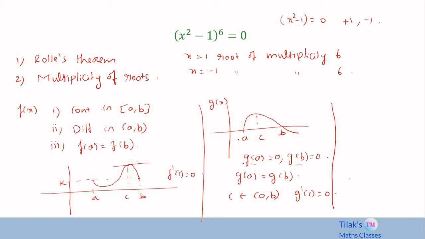I have made a separate video regarding roots of multiplicity, you can refer to that. But here what I will say is, if f(x) = 0 has a root alpha with multiplicity m, then f'(x) = 0 has root alpha with multiplicity m minus 1, and f''(x) = 0 will have the root alpha with multiplicity m minus 2, and so on. So these two concepts we are going to use here.